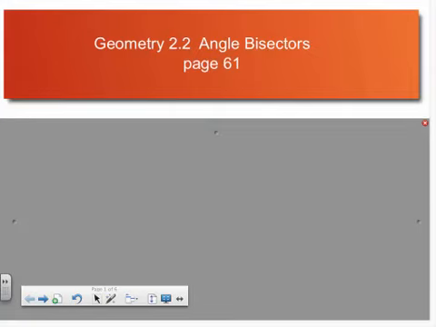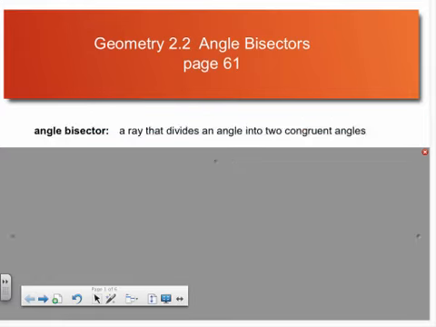Everyone, and welcome to Geometry Section 2.2, Angle Bisectors. In our last section on segment bisectors, we defined the word bisect, and we talked about what that meant for a segment. And if you remember, a segment bisector is just a line, ray, or segment that divides a segment into two congruent parts. So today we're going to be using that word bisect again, but this time with angles.